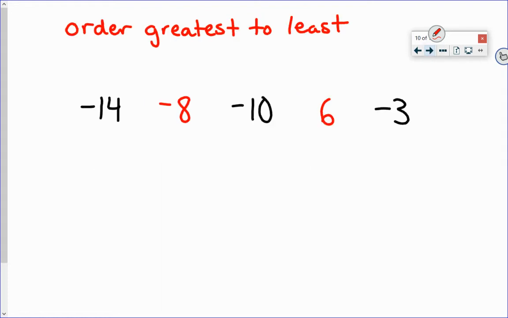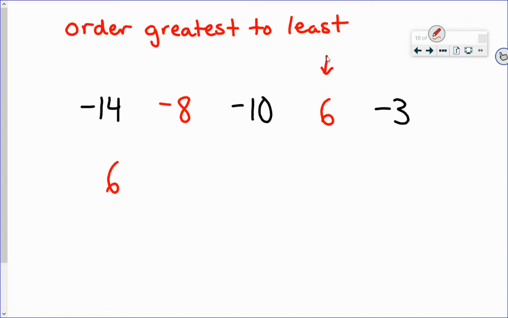All right, now we don't have a number line. No number line. So what would be the greatest number here? Well, greater numbers are positive numbers. Do we have any positives? Sure do. So that has to be first.